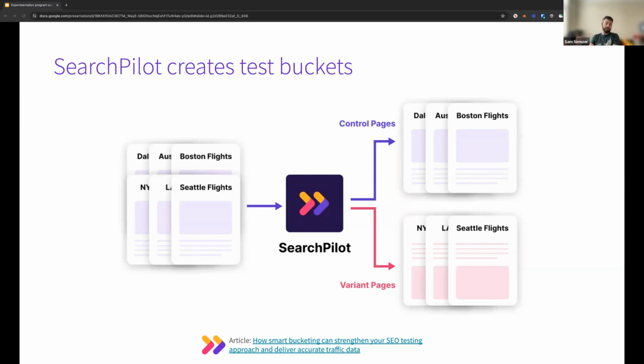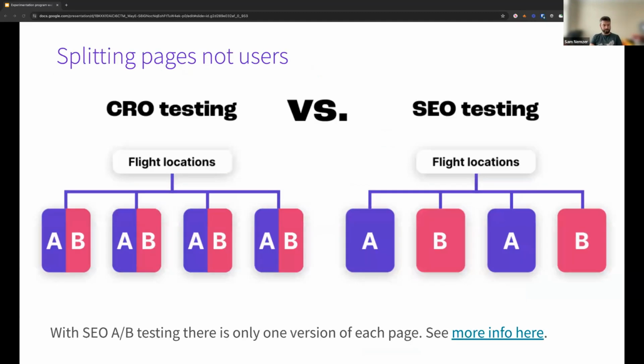But the first really important thing is that we need to divide a group of pages on the website into two statistically similar groups to account for external factors like seasonality. This is the way that we can make a change and know that any results we see are a result of the change we made and not seasonality, algorithm updates, etc.